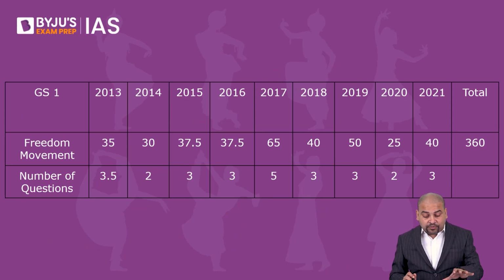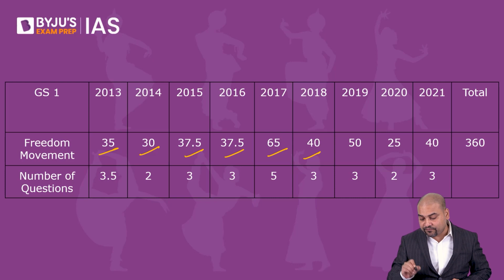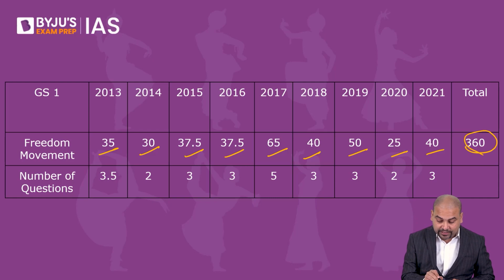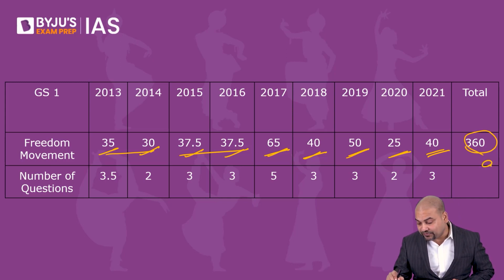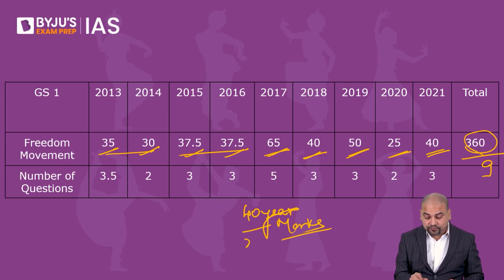If you see here, from GS paper 1, we have got in 2013 35, then 30, 37.5, 37.5, 65, 40, 50, 25, 40. Overall, this total is 360. I'll show you again: 65, this is 75. So it comes to 140, 205, 245, 295, 320, 360. And how many years are we talking about here? We are talking about 9 years. So 360 divided by 9 is 40 marks per year. 40 marks out of your first 250 is coming from modern.